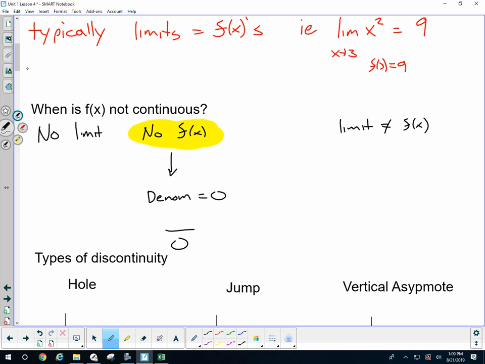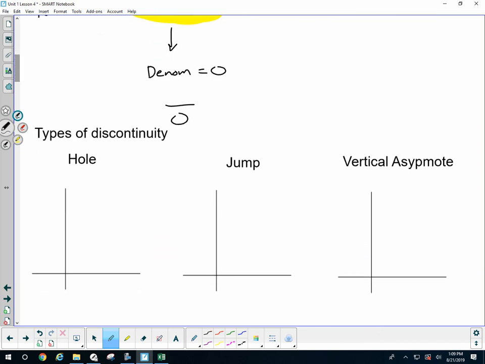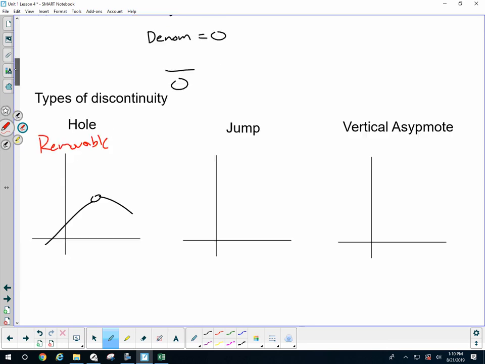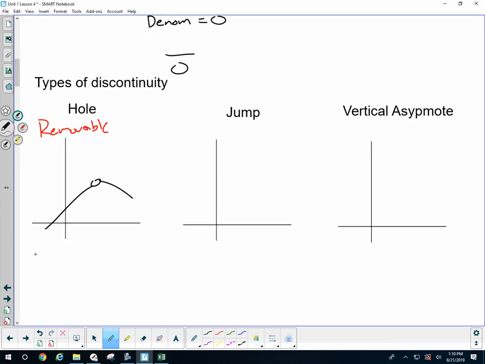Okay? But we'll come back to that because let's visually see the situations we might have. Here are the different types of discontinuities that we will need to be able to identify given a function. First, a hole. Here we have a limit but no function value. We call this a removable discontinuity. And in a function, if I plug in a c value and I get 0 over 0, that's typically an indication that we have a hole.